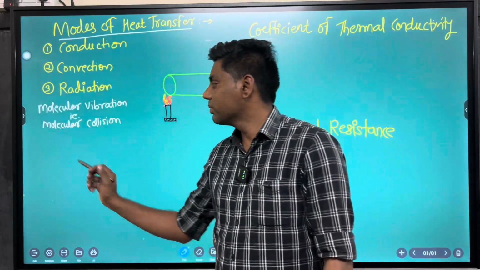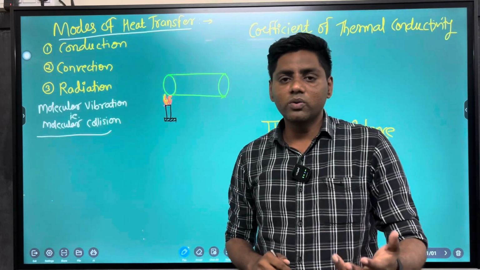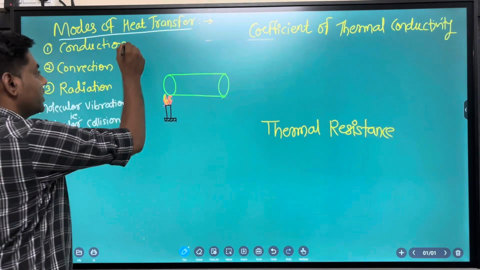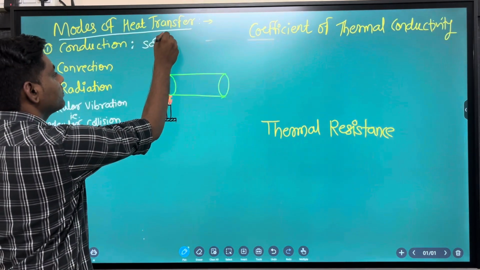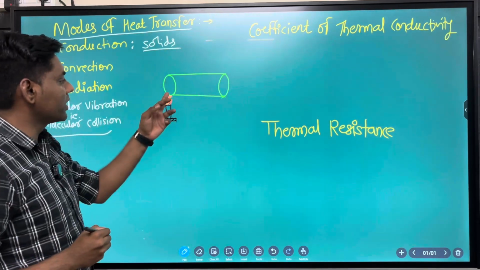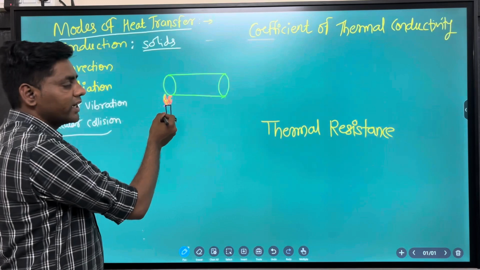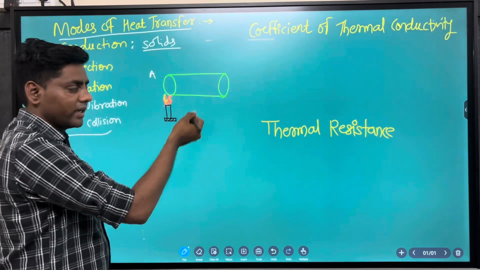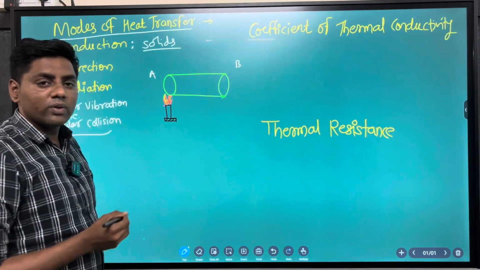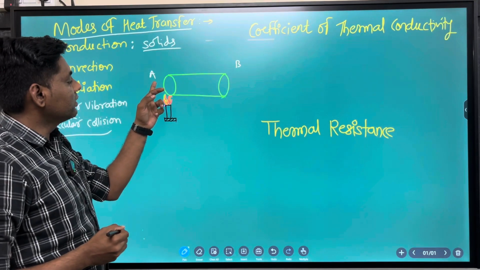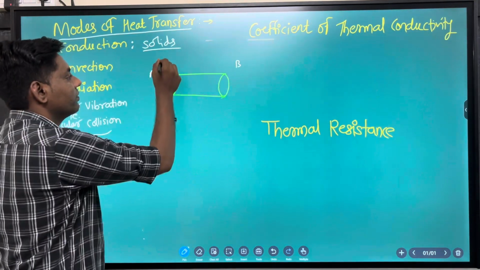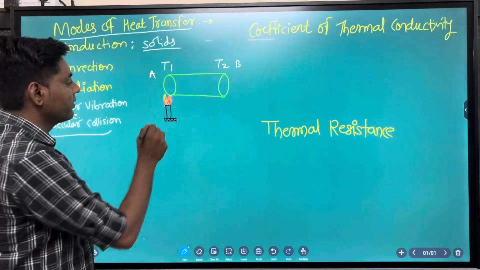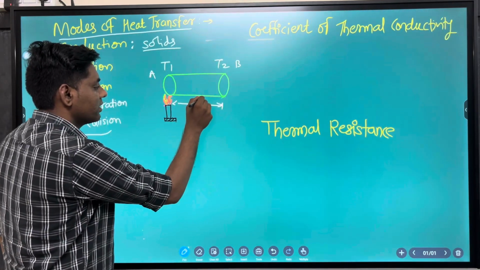Very simple. You have to remember only one word, that is molecular vibration or molecular collision. Now, conduction happens in solids. For that we take the example of a copper rod. One end of the copper rod we heat using gas. The heated end is considered the first end A, the second end B. We know that the temperature of end A is greater than B. So we mark T1 as the temperature of the first end and T2 as the temperature of the second end, and we consider that the thickness of the rod is delta X.